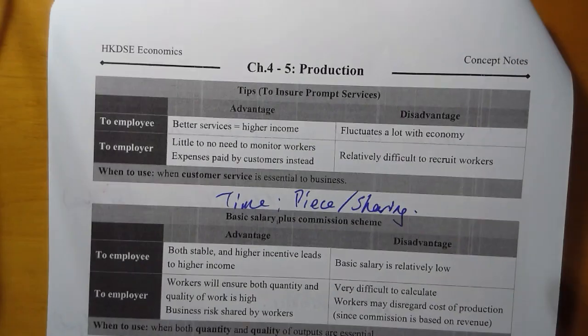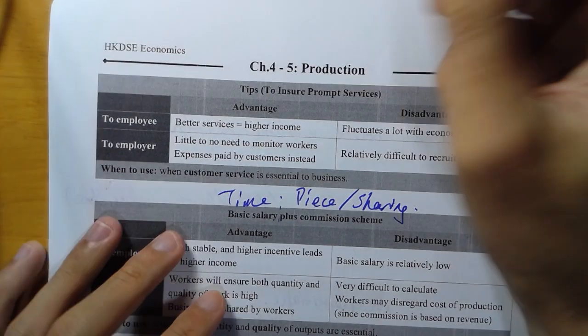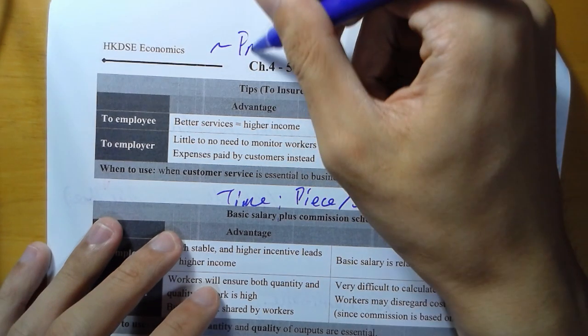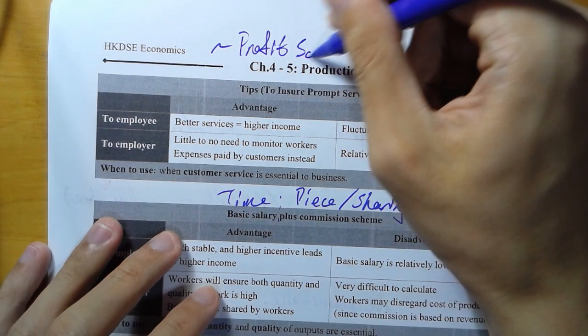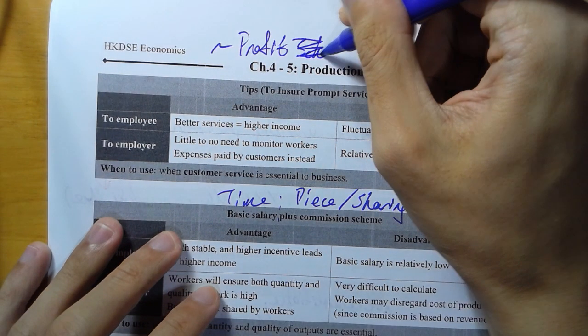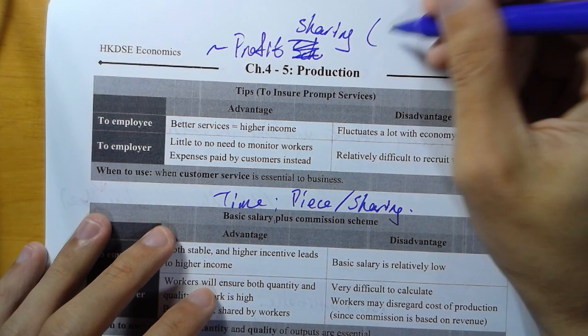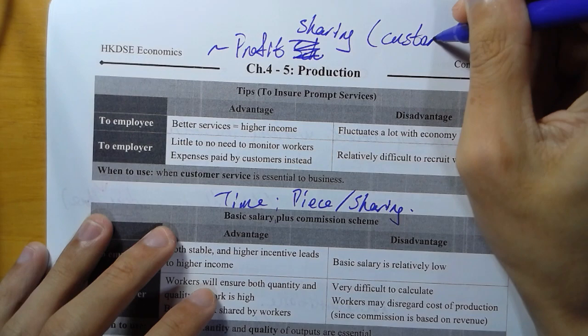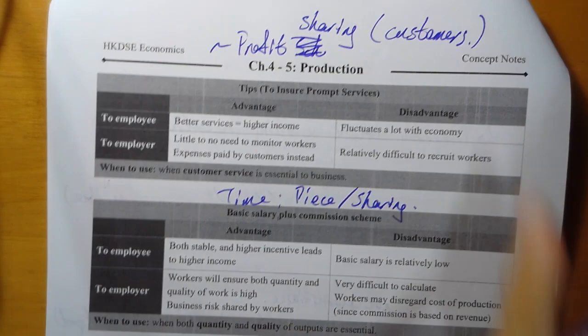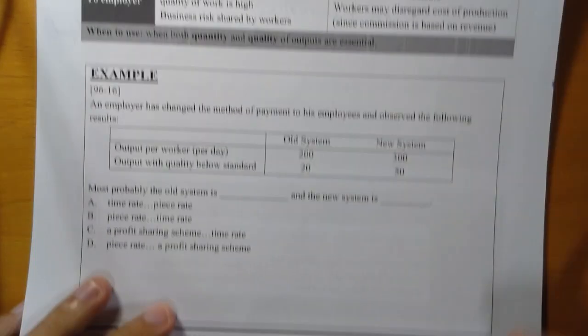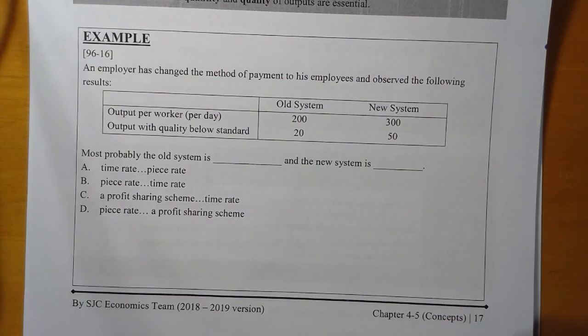Now, finally, tips. This one basically the same as profit sharing. Basically the same, except they are paid by customers. So I don't spend time here. 唔嘥太多時間啦。Now let's look at some examples.